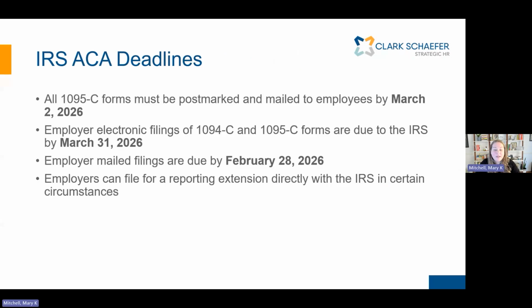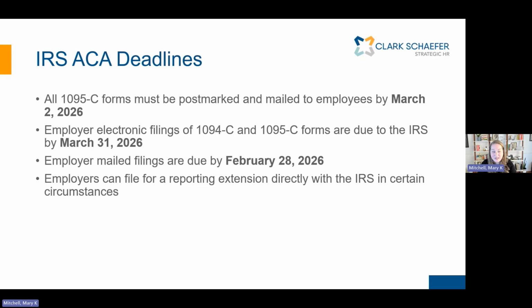When we talk about IRS ACA deadlines, this is something that we all need to keep in mind for the months coming up very soon. All 1095-C forms must be postmarked and mailed to employees by March 2nd of 2026. So as long as it's postmarked by March 2nd, we're good to go for all of those forms going out to employees.